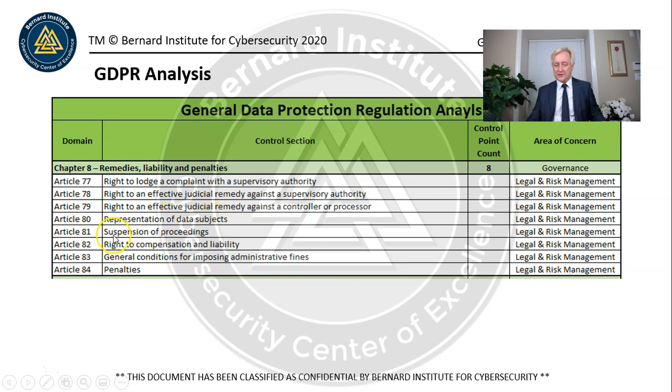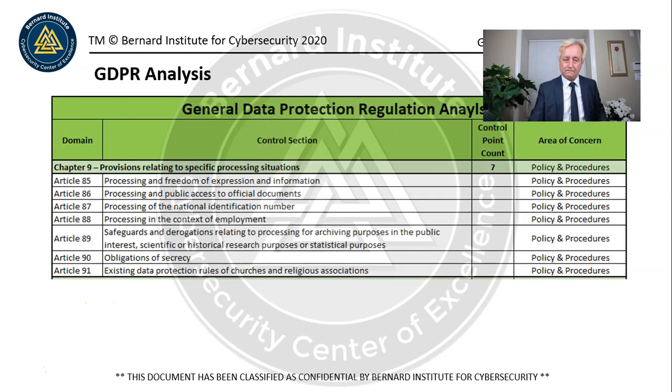Representation of data subjects, suspension of proceedings, right to compensation and liability, general conditions of imposing administrative fines and penalties. These are all legal issues in my experience. These are not things that the leader of the cybersecurity team or the privacy team would take on. These are things that your general counsel would take on and help you address. Okay, we're getting near the end.